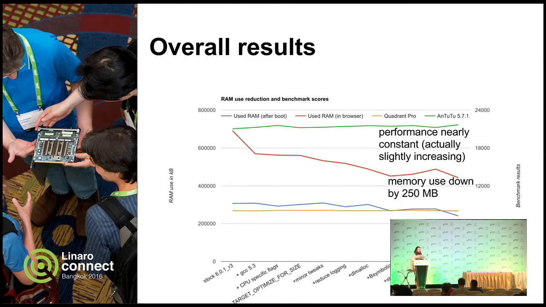Overall results: we managed to save about 200 megabytes in the use case of second boot and opening the browser, pointing it at linaro.org. While performance, which is shown in the green line, has remained more or less constant. So the green line is the AnTuTu benchmark scores, the red line is memory usage after starting the browser, the blue line is used memory just after boot up without doing anything, and the yellow line is Quadrant Pro benchmark scores.